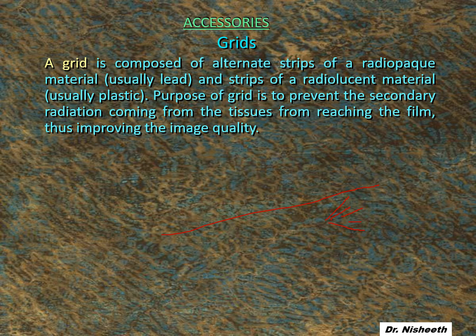They are called grids. So what is the definition of grid? A grid is composed of alternate strips of a radiopaque material and strips of radiolucent material. The purpose of the grid is to prevent the secondary radiation coming from tissues from reaching the film, thus improving the image quality.